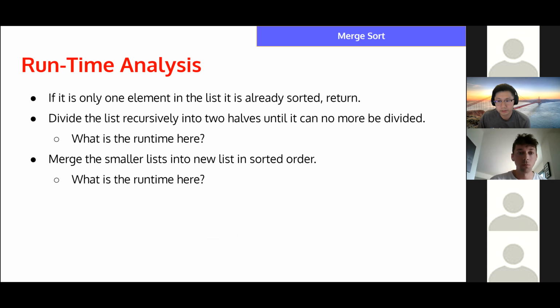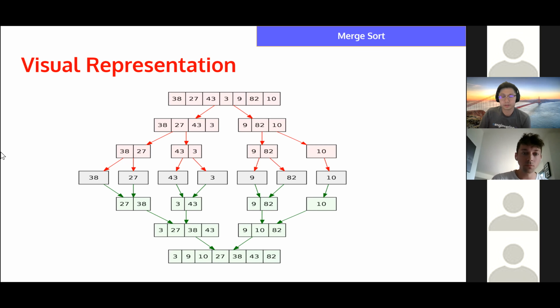And now merging the smaller lists into a new list. So if we just look at one step, say, let's look at these, the 27, 38, 3, 43, merging that into a size 4. What's the runtime of just that merge operation? And yeah, exactly. That's because that comparison of which has the shorter element, 3 or 27, it's 3. That's one constant comparison. We're only looking at 2 elements at a time. So that can be done in constant time.